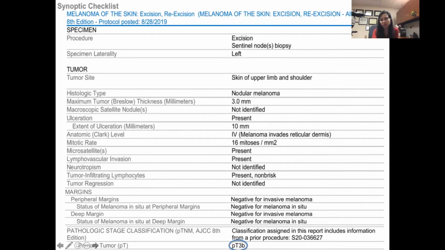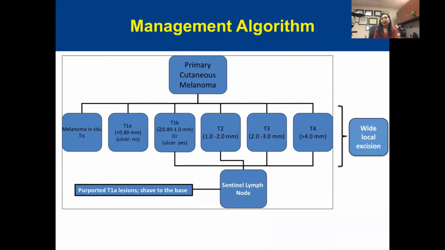Next I'm going to move to the N staging for this synoptic checklist. Before that, let me talk a little bit about management. Basically, for all melanoma, at any stage, we do wide local excision. The main thing is whether the patient is going to get a sentinel lymph node biopsy or not. For T1a, we don't usually do sentinel lymph node, but T1b and above is the criteria to go for the sentinel lymph node, or if it is already advanced, it will be a lymphadenectomy.